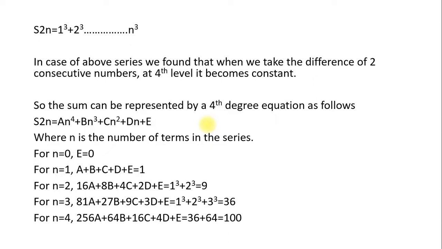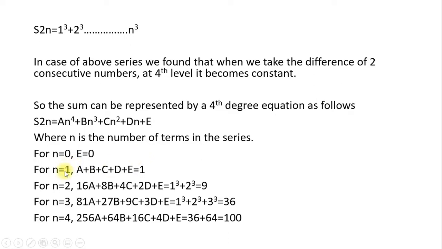So to do that, we have four variables, so we have to find four equations to solve that. To that end we put n equal to 0, n equal to 1, n equal to 2, n equal to 3, n equal to 4 in the equation. If we put n equal to 0, we find that the sum of the series will be 0. On the right hand it becomes 0, and on the left hand, if we put n equal to 0, we get e. So e equal to 0.